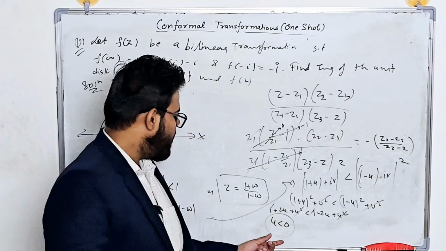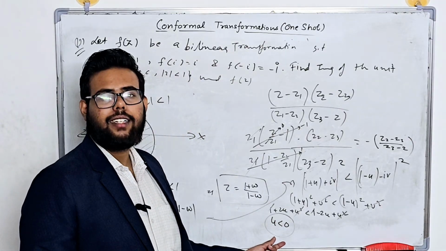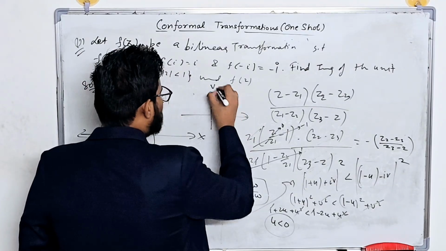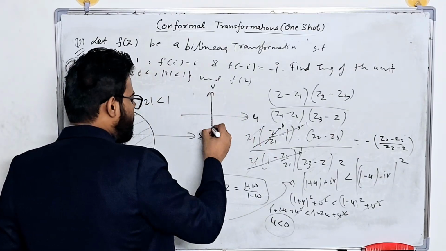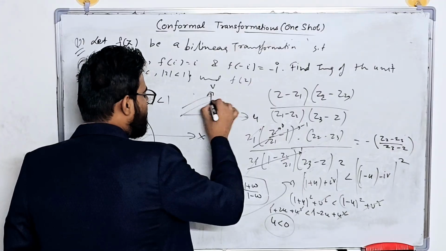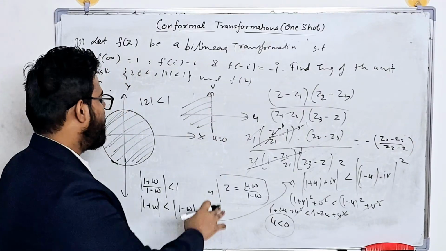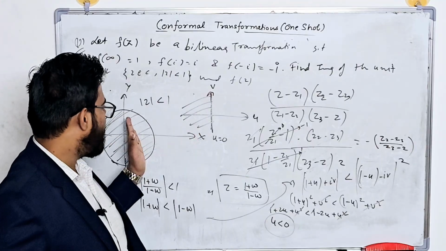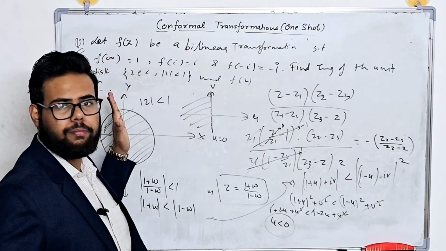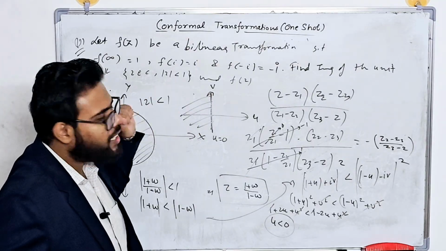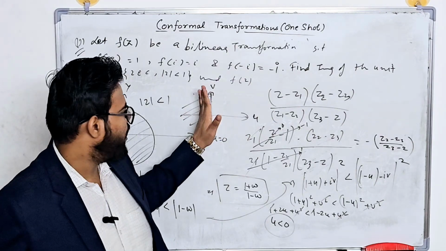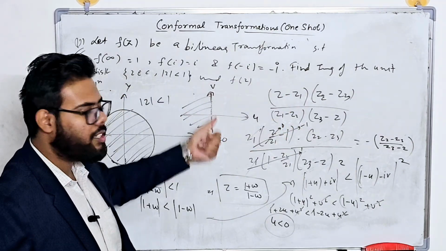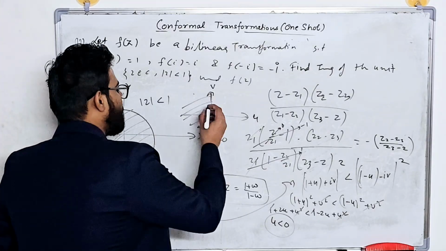So this is the region. This is the image in the W plane. Hence, it looks like this. v, u. So this is u equal to 0. So this is the region in the W plane. This region is the transformation of this. This is the image. If it was greater than 1, then we would have got this region, right? It is excluding this u equal to 0 line. Okay, so this region.